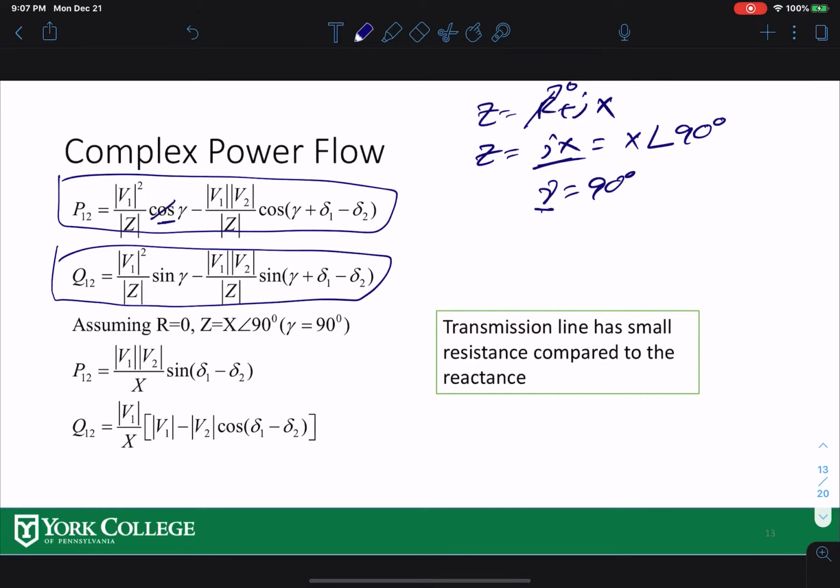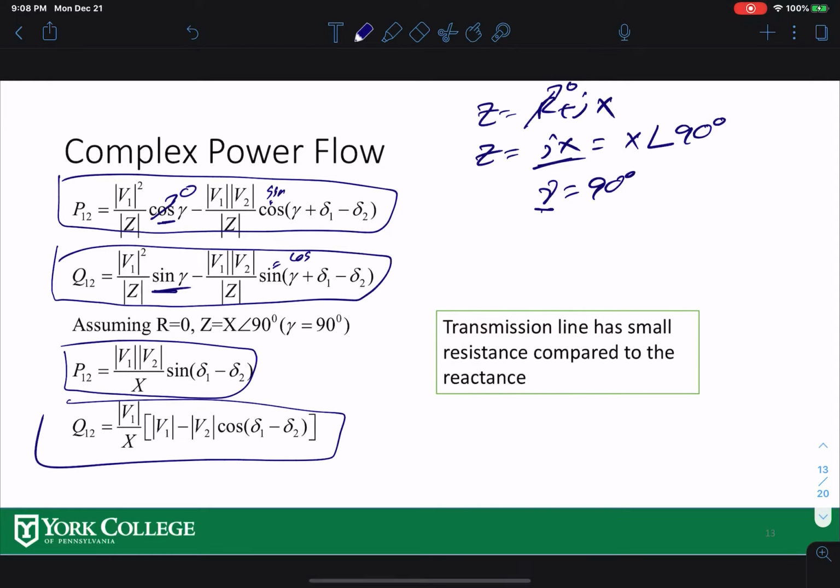So cosine 90 becomes 0, right? And if this becomes 90 degrees, this becomes sine. Over here this becomes 1, right? And this becomes cosine. All right. So now with that, if we modify these two equations, then we'll get this for the real power, and this equation becomes the reactive power.